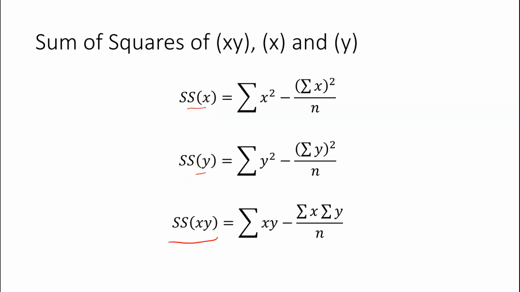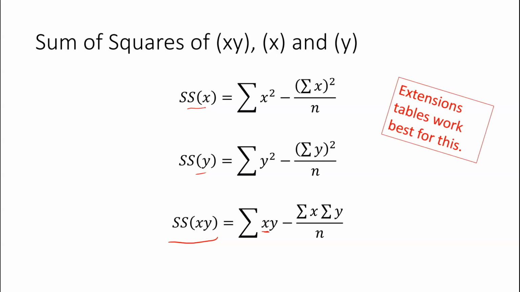And so if you have a look at these, they're very similar formulas, but they involve a little bit of work. The sum of the product of the xy, subtract the sum of x times the sum of y all over n. And this similar process has to happen to find the sum of squares of x and sum of squares of y. And so what I wanted to point out is that extensions tables are going to work best for figuring these things out.